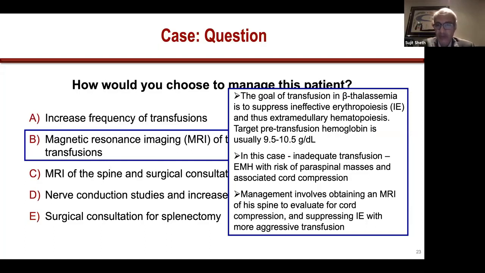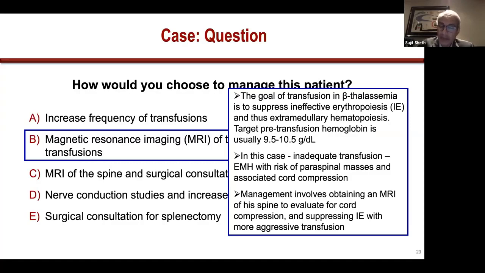these extramedullary hematopoietic masses. And so he would need to have an MRI to confirm what's going on and make sure that there's nothing else that's causing that back pain and sciatica. And then probably increase his transfusion frequency to suppress his bone marrow, suppress that ineffective erythropoiesis, and those masses would resolve on their own. So that would be the way I would go.